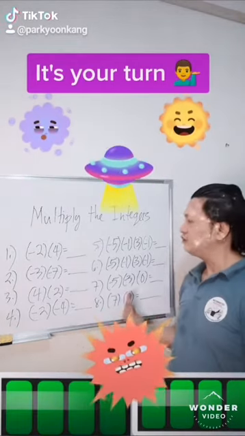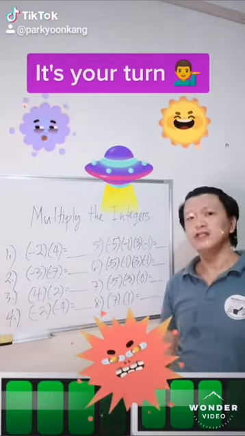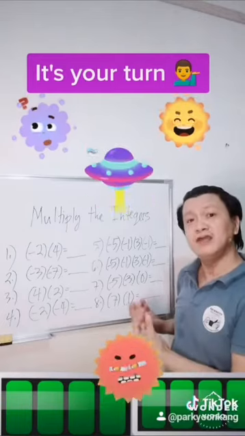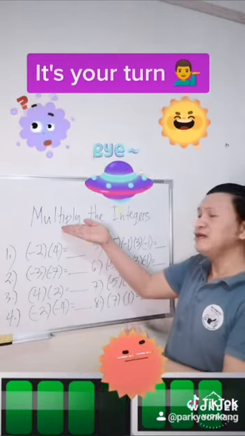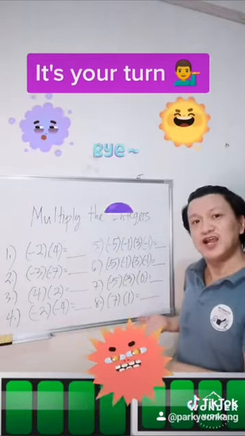Now it's your turn. You are going to multiply the given integers from number 1 to number 8. Don't forget to apply the given rules for multiplying integers. Don't forget to leave your answers.